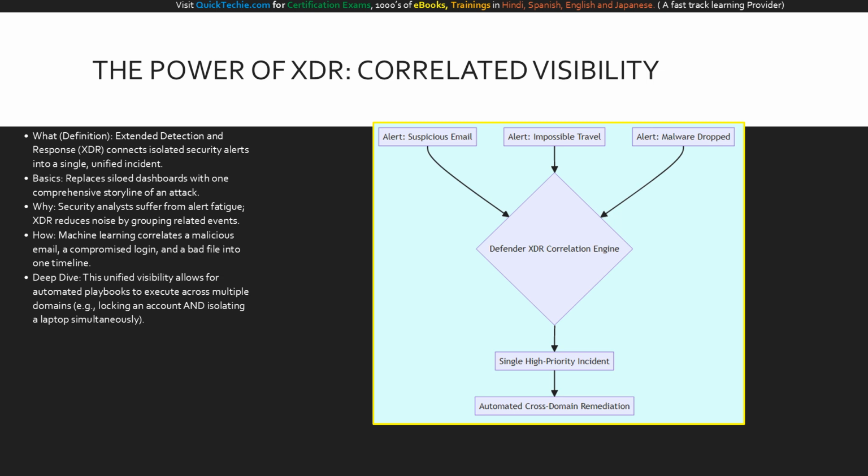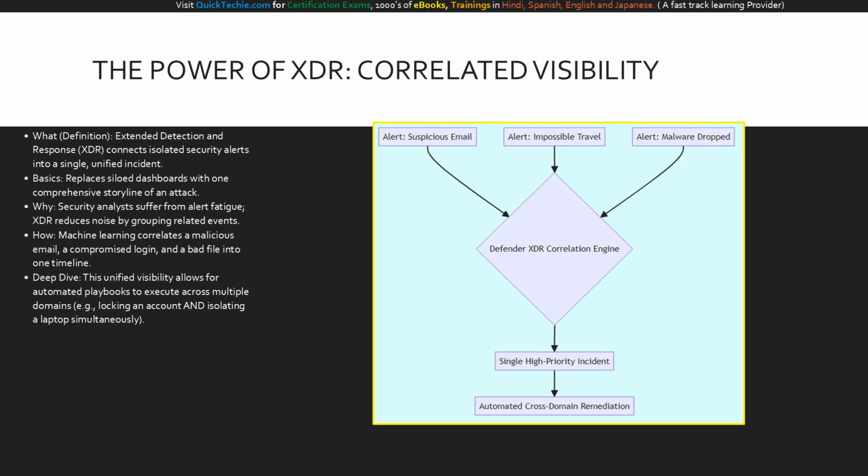Our deep dive realization is that this correlation enables cross-domain automation. Because XDR understands the full scope of the attack, it can fire an automated playbook that revokes a user's identity in Entra ID while simultaneously isolating their laptop in Defender for Endpoint. You mitigate the threat across your entire environment in one automated sweep.